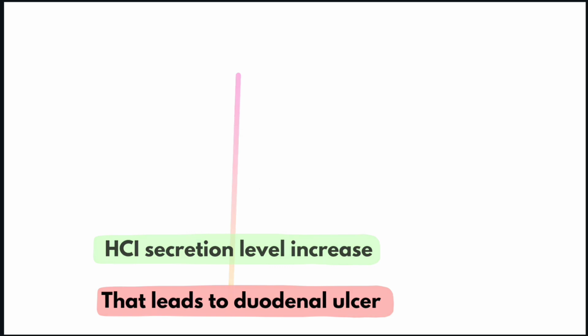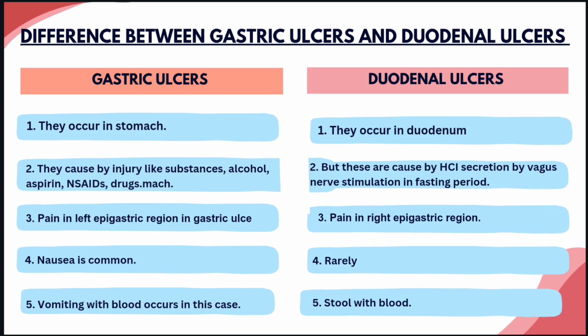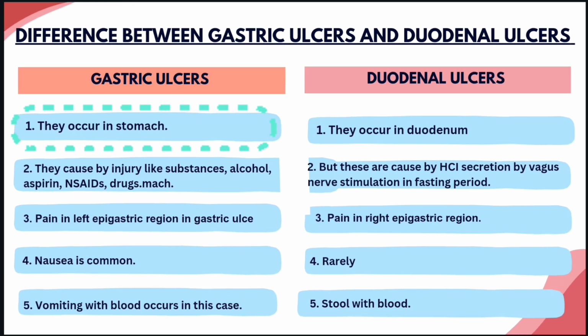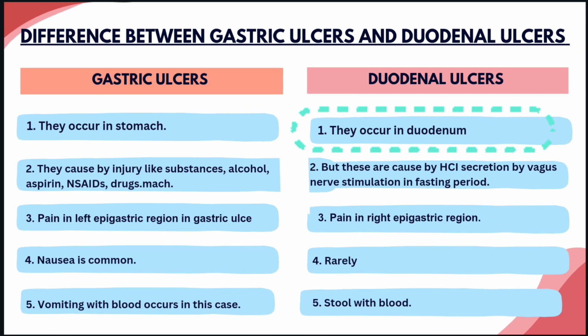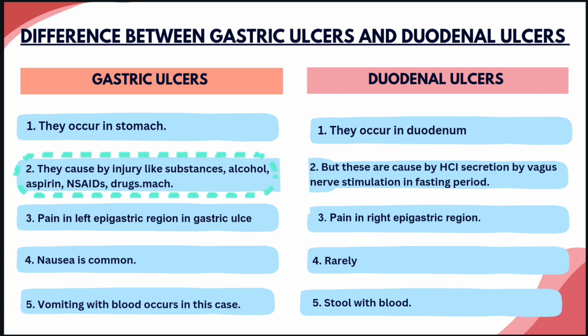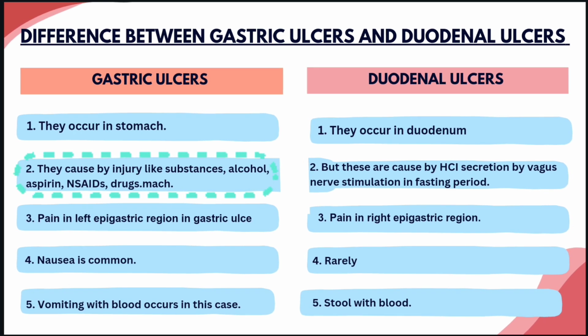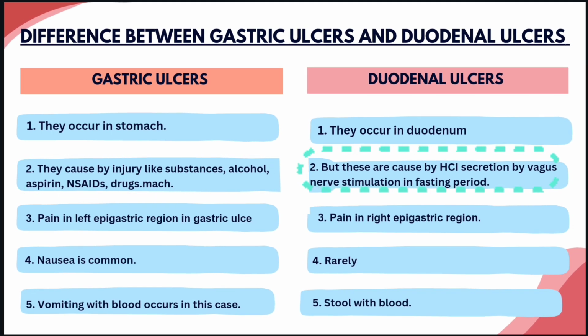So let's talk about the difference between gastric and duodenal ulcer one by one. The first point: gastric ulcer occurs in the stomach, whereas duodenal ulcer occurs in the duodenal region. Second, the cause of gastric ulcer is NSAIDs, alcohol, caffeine, aspirin. The cause of duodenal ulcer is overstimulation of the vagus nerve during the fasting period.